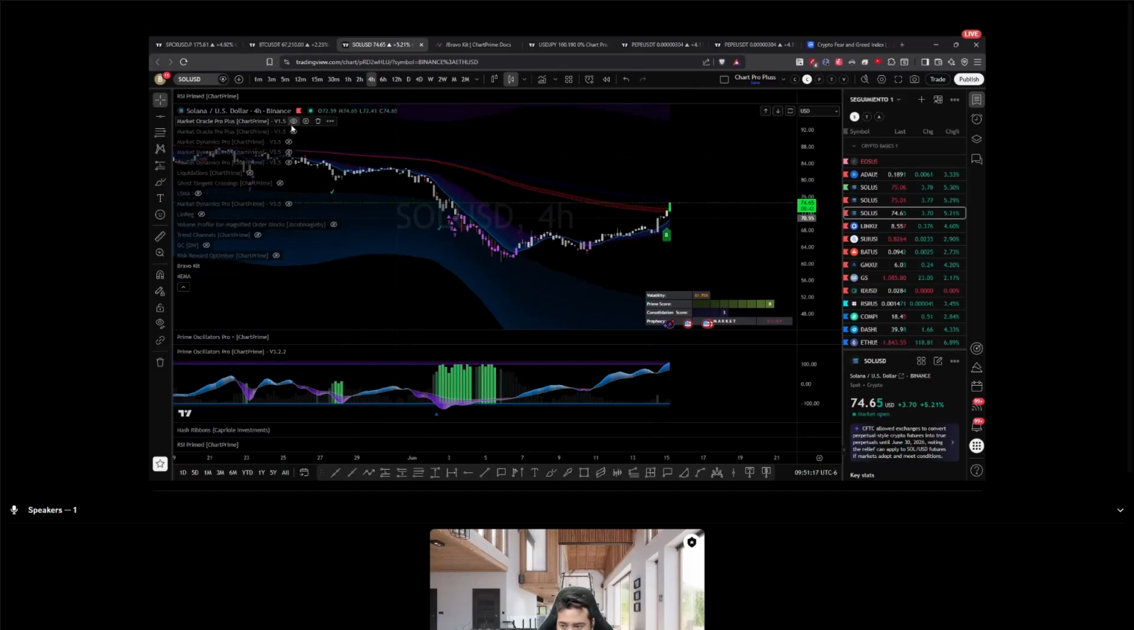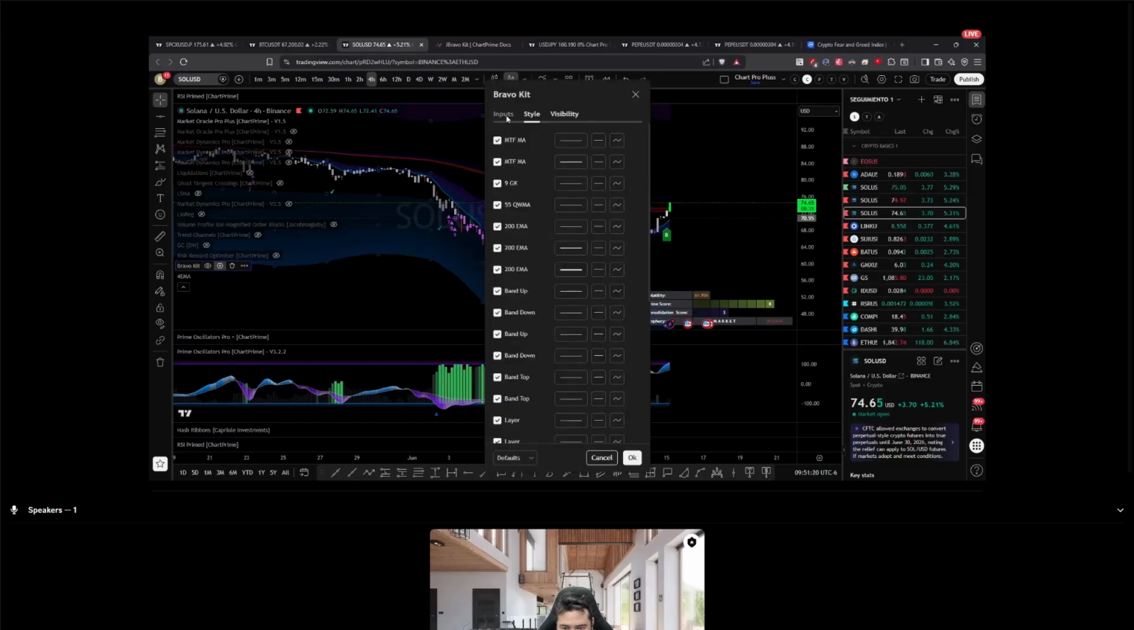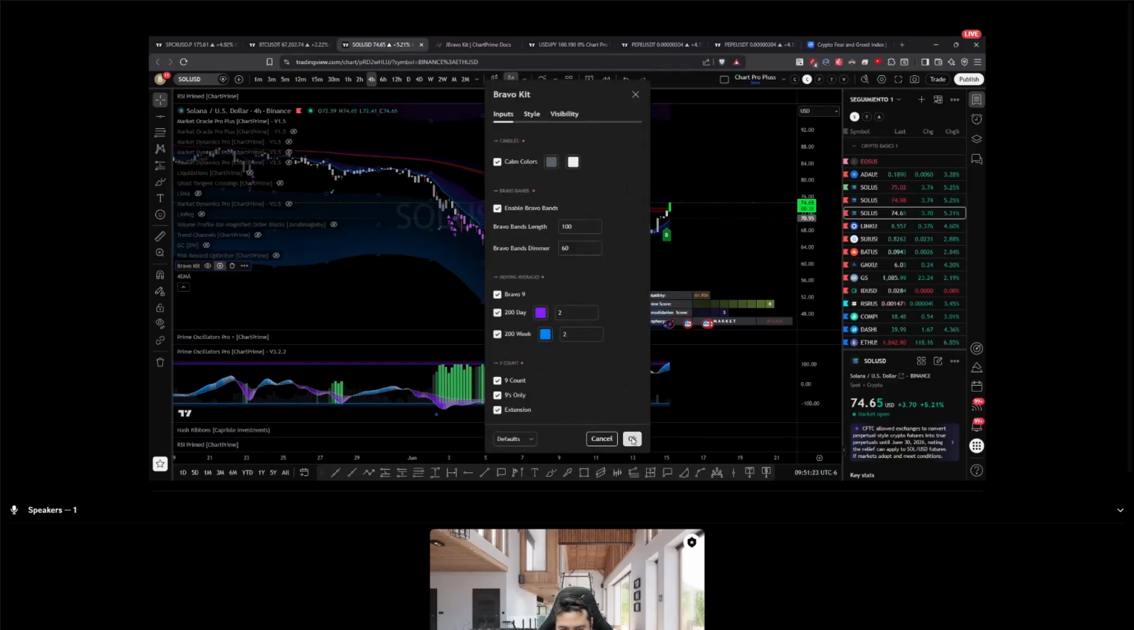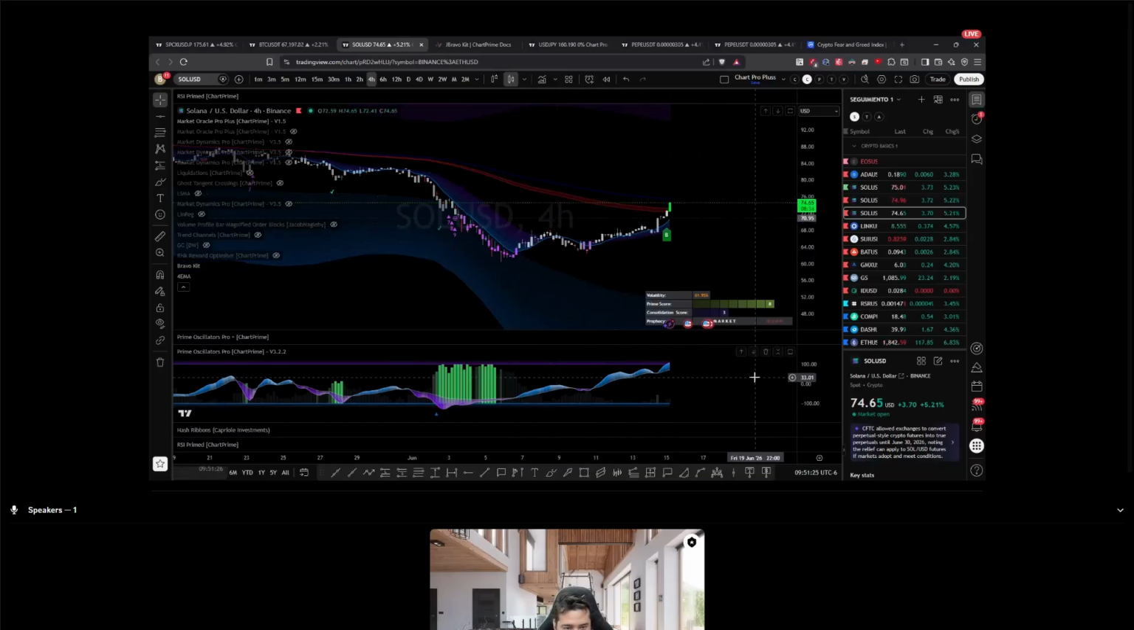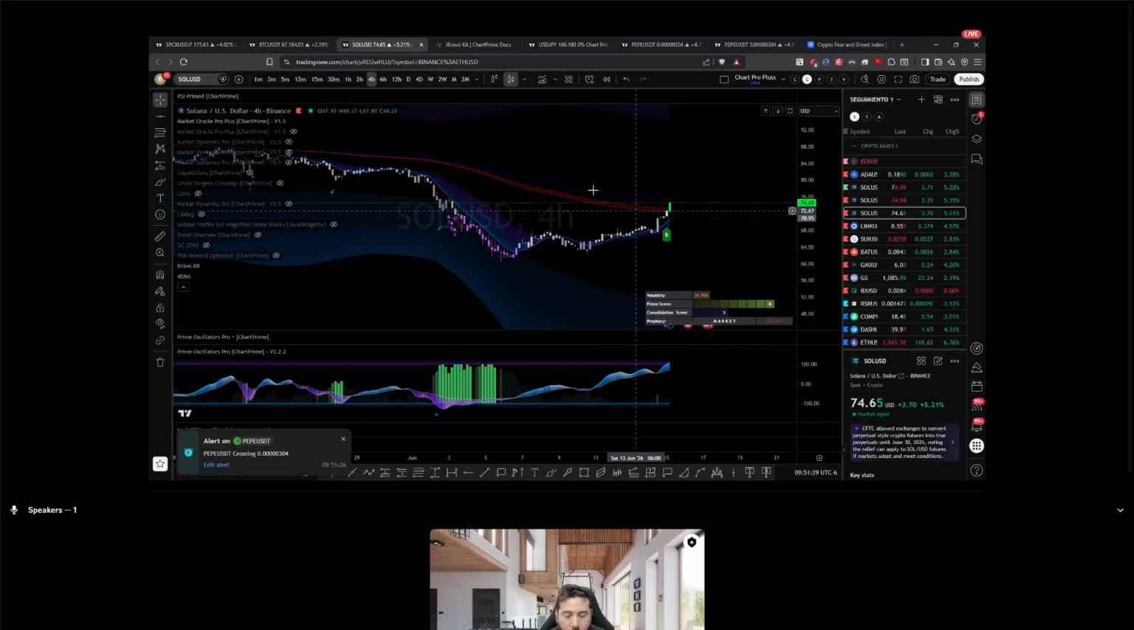But then when you turn on and off your 200 daily and 200 weekly, they're not there. That is because of a perspective. All right. What is a perspective? This is the 200 EMA or the 200 MA. But since we're on the 4 hours, that is the 4 hour, if that makes sense.